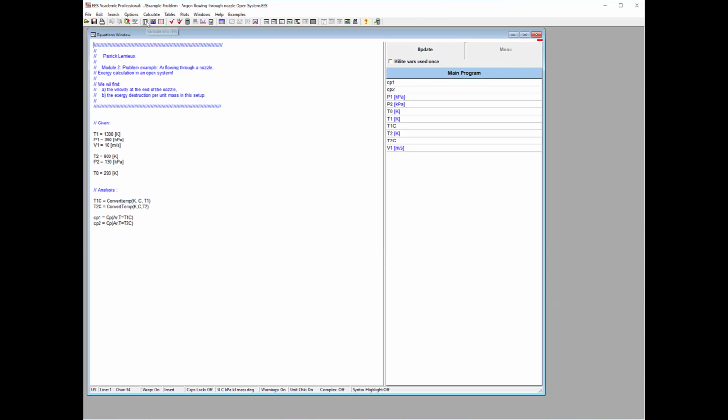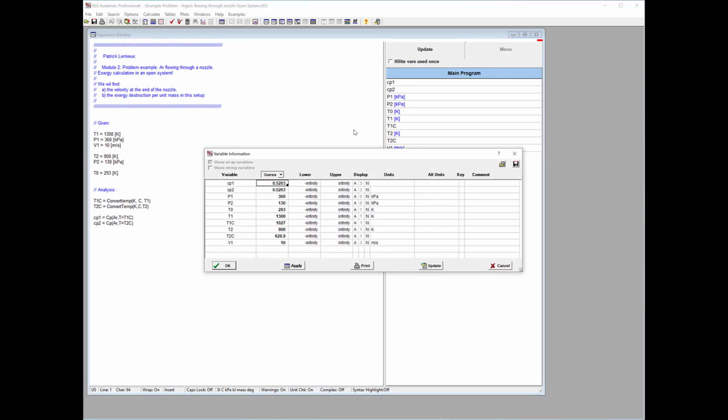And we do that using this variable info box. And here I see all my units, and I clearly see what's missing here. So CP1, that's a specific heat, so therefore the units are going to be in SI, kilojoules per kilogram Kelvin. And notice that the multiplication in the denominator in EES is a dash. So it's kg-K to mean kilogram times Kelvin in the denominator.